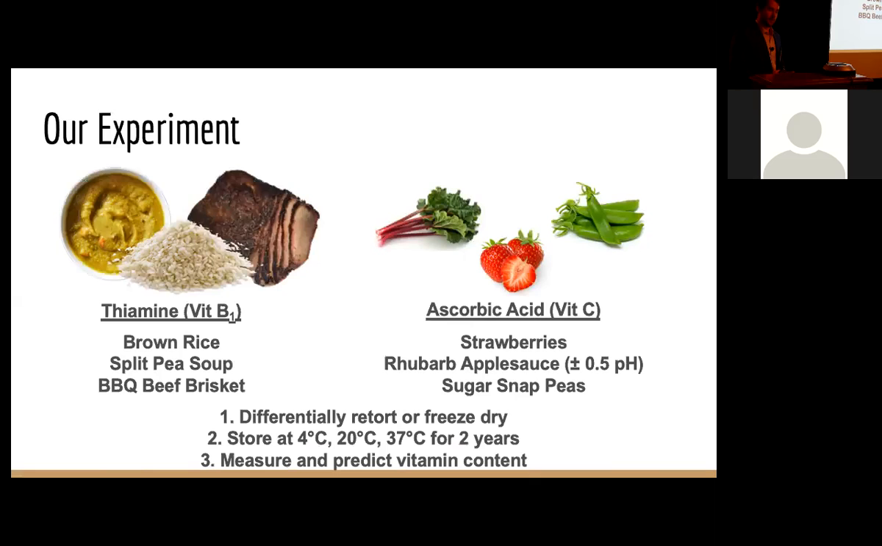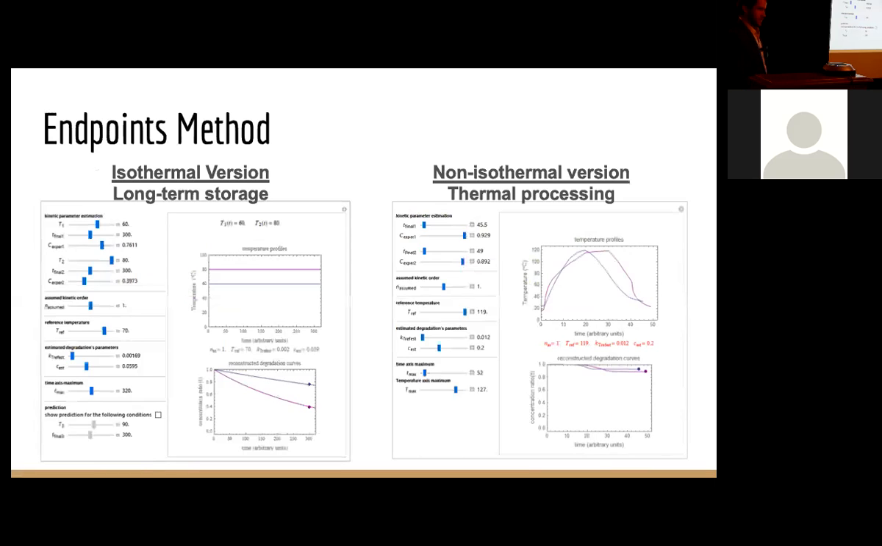For all of these foods, we would either differentially retort them, or freeze dry them, or pre-process and freeze dry them, and then enter them into storage at 4 degrees, 20 degrees, 37 degrees for 2 years, periodically measure the vitamin content, and create predictive models with that data. So the two versions, as I mentioned at the very beginning, we have isothermal version, which is more appropriate for long-term storage, understanding the degradation you have with static temperature. And then we have a non-isothermal version, which is more applicable for thermal processing or when your storage is not easily controlled in terms of temperature.